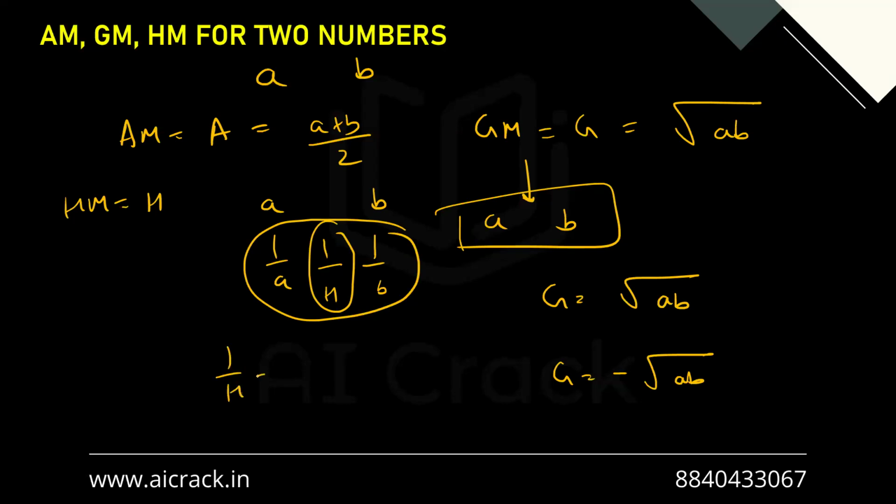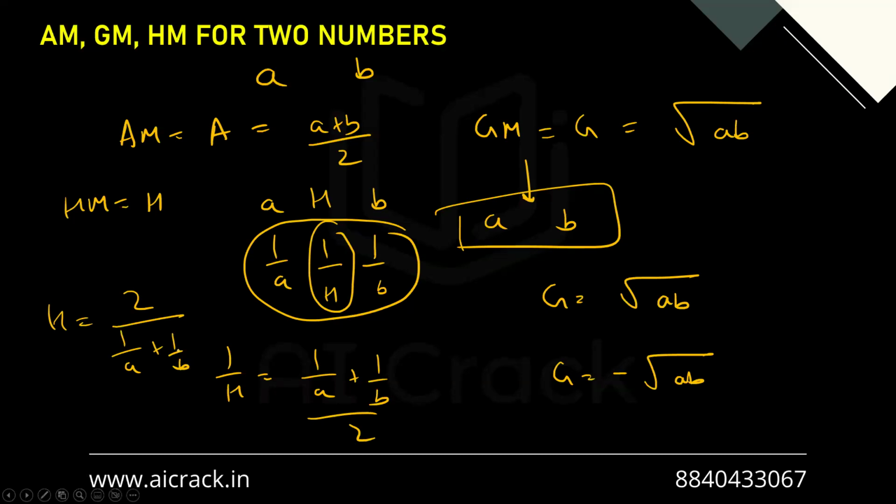So 1 by H would be 1 upon A plus 1 upon B, by 2, right? But for A and B, that would be capital H, that would be the harmonic mean. If 1 by H is the arithmetic mean for 1 by A and 1 by B, capital H would be the harmonic mean for A and B, right? Simple. So 1 by H comes out to be this. So H becomes 2 upon 1 upon A plus 1 upon B, right?